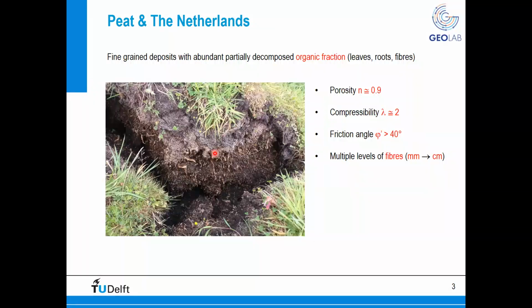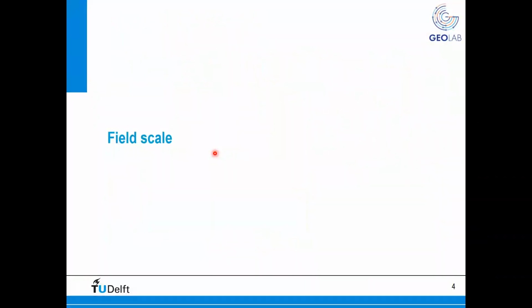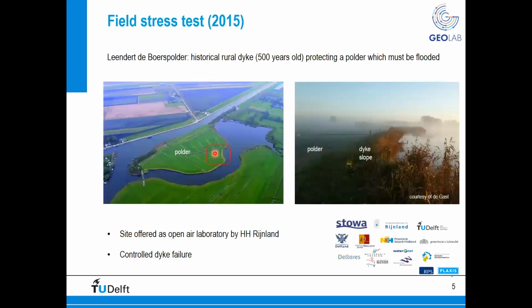One of the most important problems in the Netherlands is understanding how this material behaves at the field scale. How can we understand how peat, and peat's interaction with other soil layers, actually behaves in the field? So we started investigating this problem at field scale in 2015, and there was a unique opportunity. There was this polder, a small island in the Netherlands, that was given to TU Delft together with Deltares as a site where we could perform a controlled dyke failure. So we were allowed to inundate the polder and perform a controlled dyke failure.